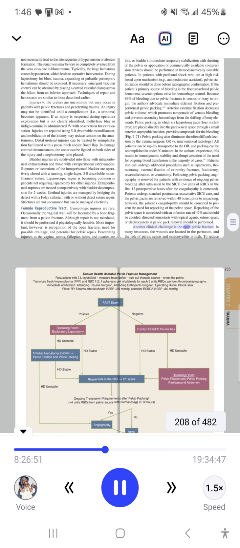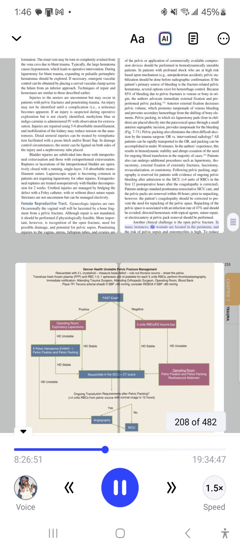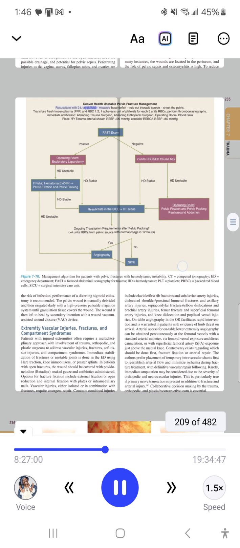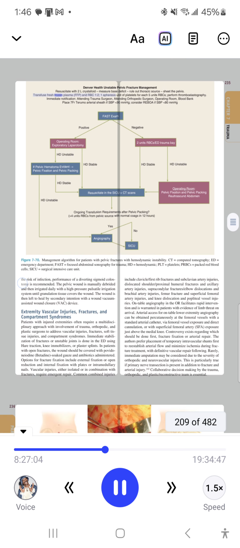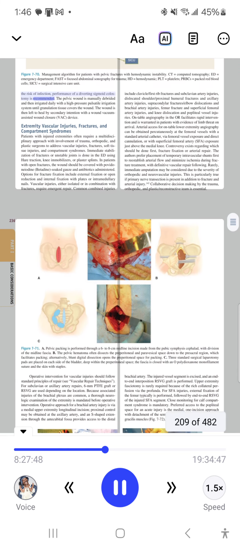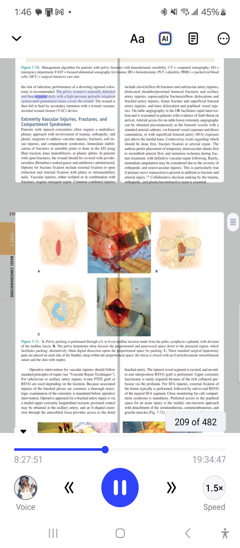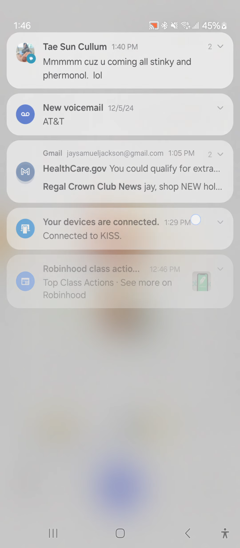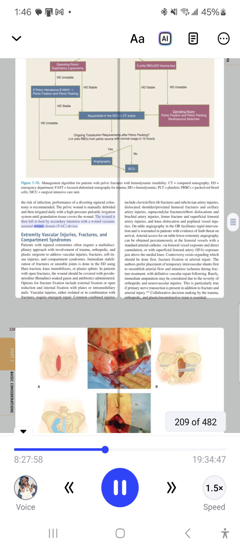Another clinical challenge is the open pelvic fracture. In many instances, the wounds are located in the perineum and, Denver Health unstable. Resuscitate with 2L crystalloid. Transfuse fresh frozen plasma. The pelvic wound is manually debrided and then irrigated daily with a high pressure pulsatile irrigation system until granulation tissue covers the wound. The wound is then left to heal by secondary intention with a vacuum-assisted wound closure (VAC) device.